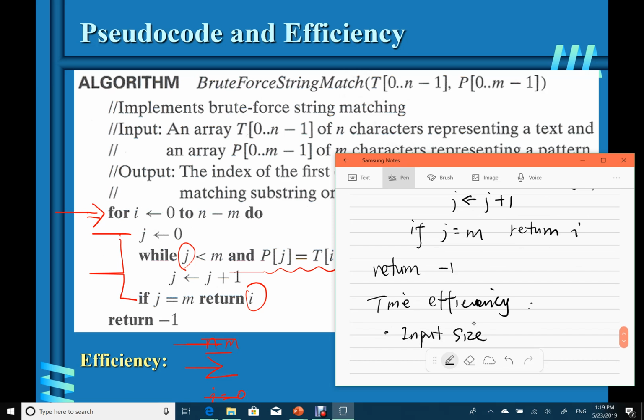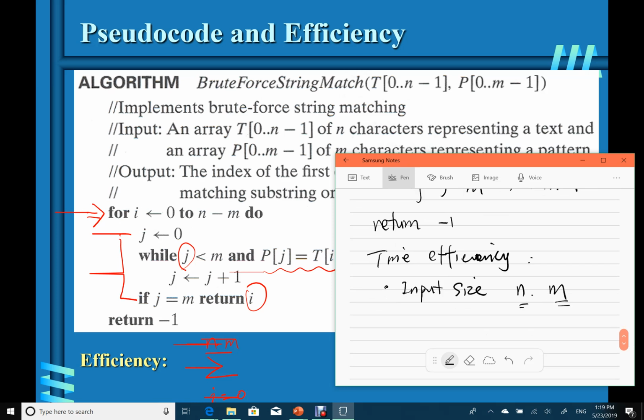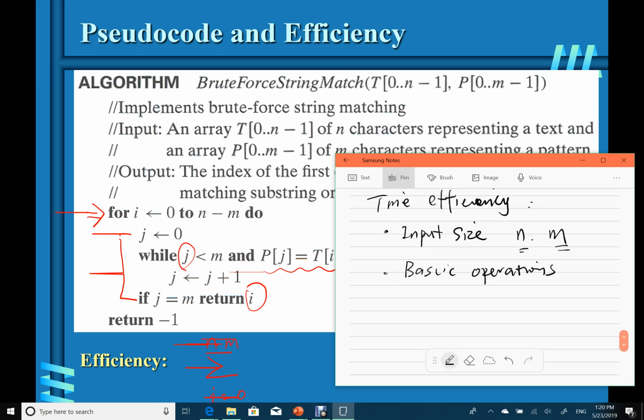The input size here is n and m. Depending on this n and this m, we choose both. And then we check the basic operation. Some of you maybe don't like it this way. In that case, we just count the frequency.